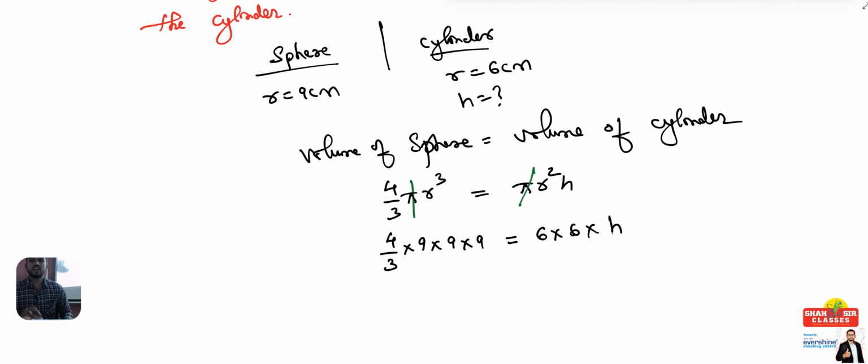Now which all you can cancel them. Which all the terms will get cancelled? 3 1s are 3, 3 3s are 9. Anything else? No. Isn't it? Now what we want? H.